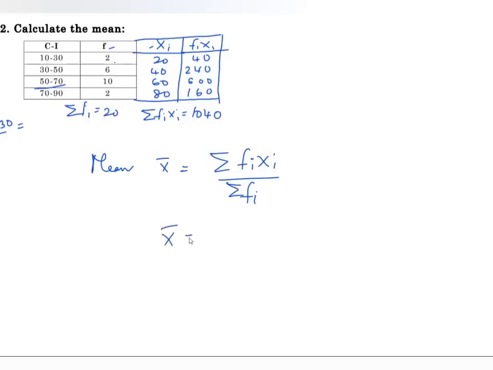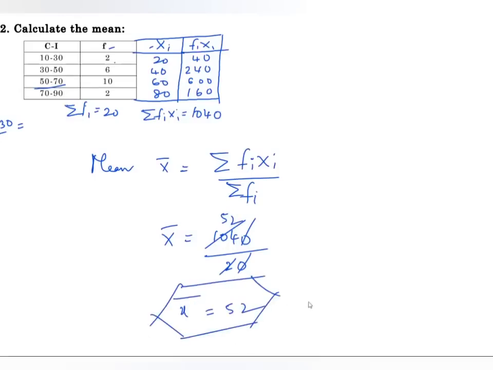Now mean x bar equals 1040 by 20. 0 and 0 will cancel, 2 1s are 2, 2 5s are 10, 2 2s are 4. So x bar equals 52. That is, mean x bar equals what? We got 52. Very simple question.